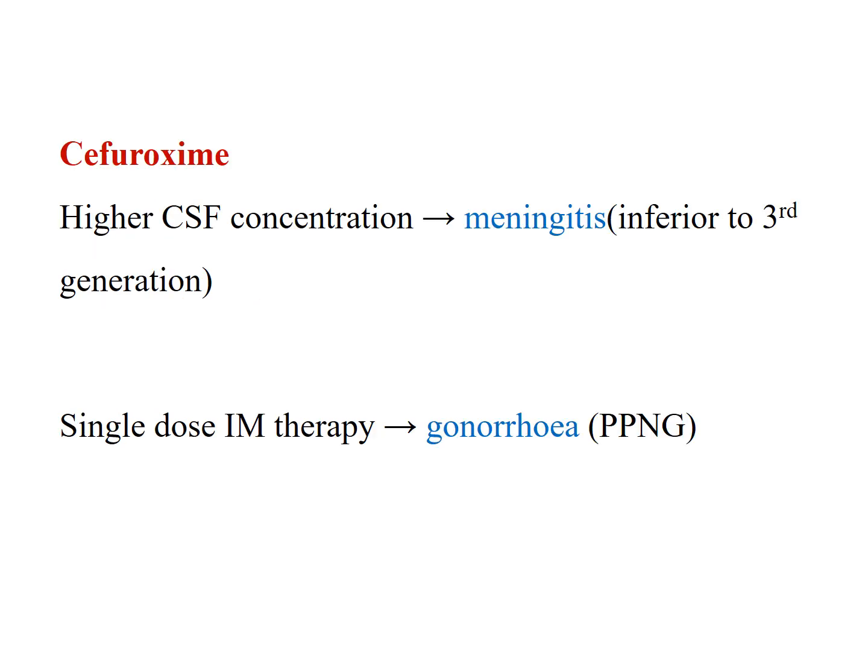Cefuroxime attains higher CSF concentration, so it was preferred for meningitis. But nowadays, because of the availability of superior third generation compounds, its use has declined. So now cefuroxime is only preferred in meningitis cases where the third generation compounds are found ineffective. And cefuroxime is further effective for the penicillinase producing Neisseria gonorrhoeae infections as a single dose IM therapy.